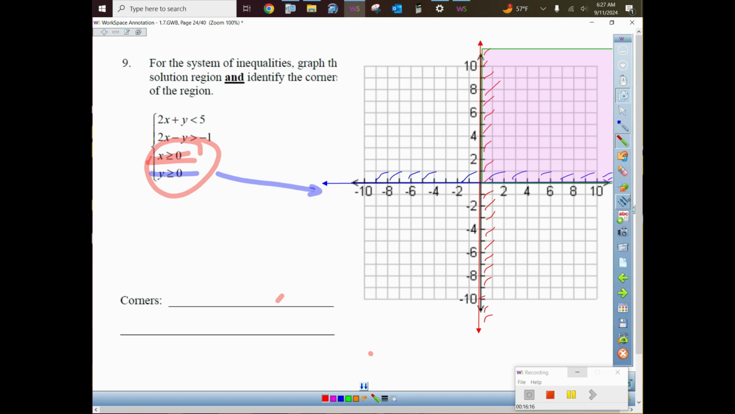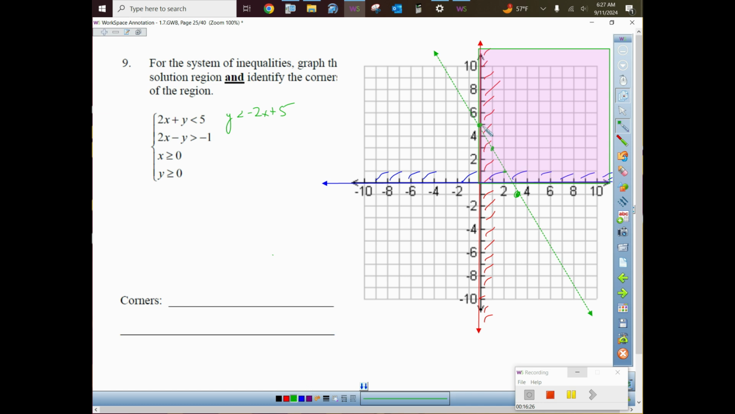So now I'm going to take the first equation and solve it for y. So if I subtract my 2x over, I get myself this guy. He's got a y-intercept of 5. You go down 2, to the right 1, down 2, to the right 1. Connect the dots with a dashed line because he does not have an equal to bar with him. Then since y is all by itself, I can just read the symbol. He is a less than. He's going to be shaded below that green line.